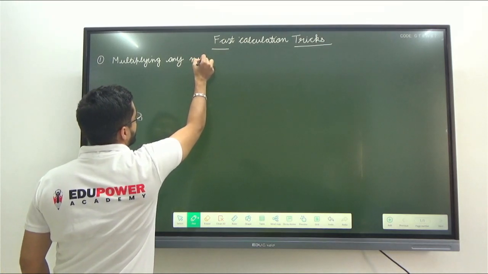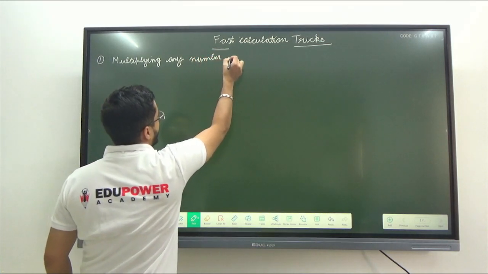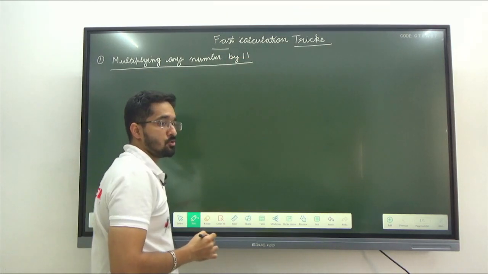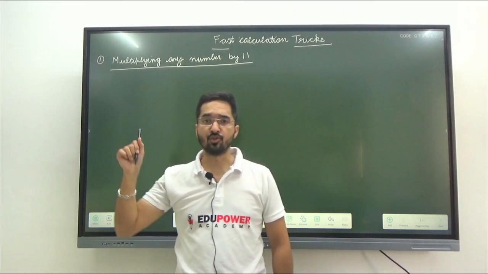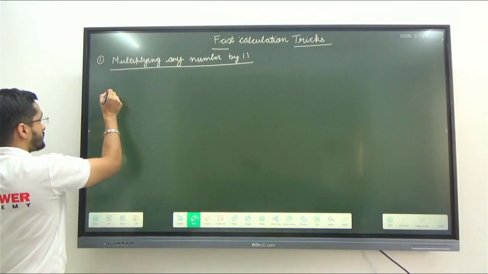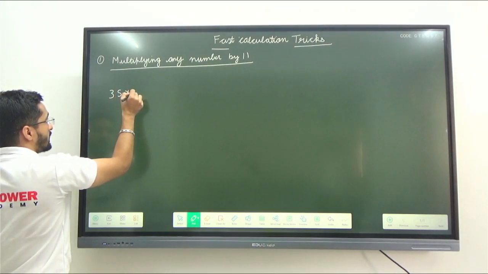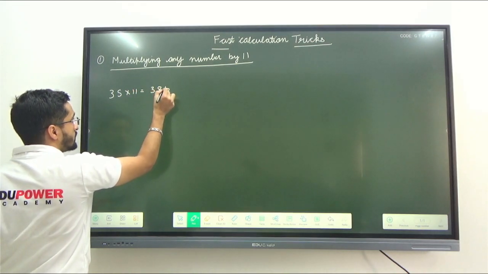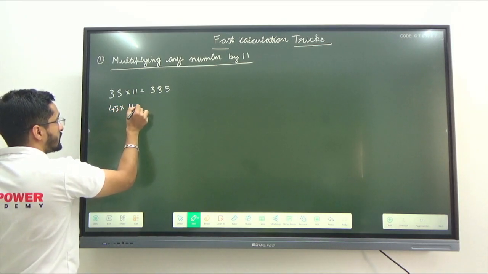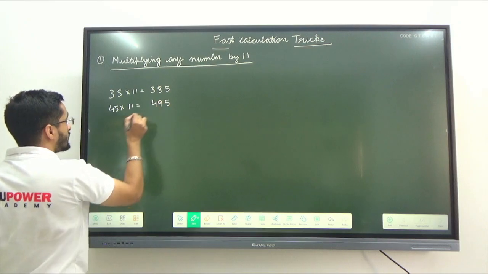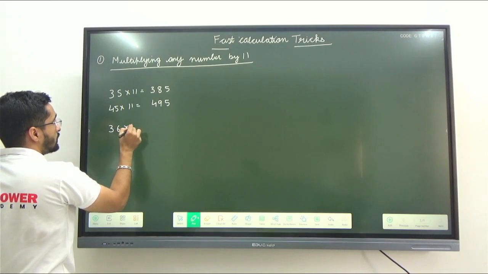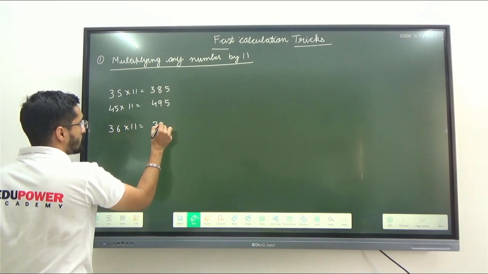Multiplying any number by 11. There is a faster way of doing it. All of us know how to multiply a number by 11, but the trick which I am going to tell you is a faster technique. For example, 35 into 11, the answer is 385. Within 1 second I was able to get 45 into 11, the answer is 495. 36 into 11, the answer is 396.